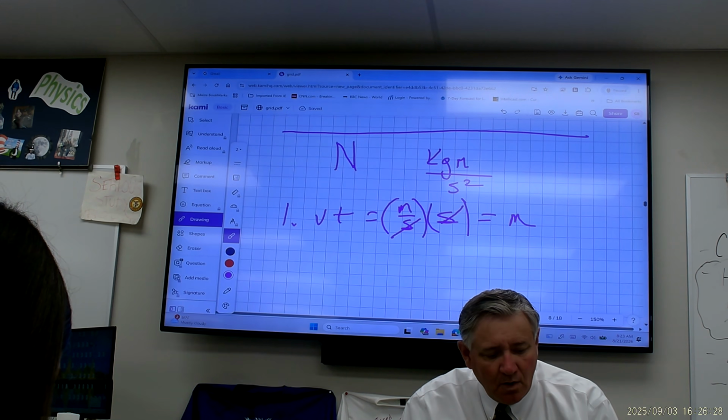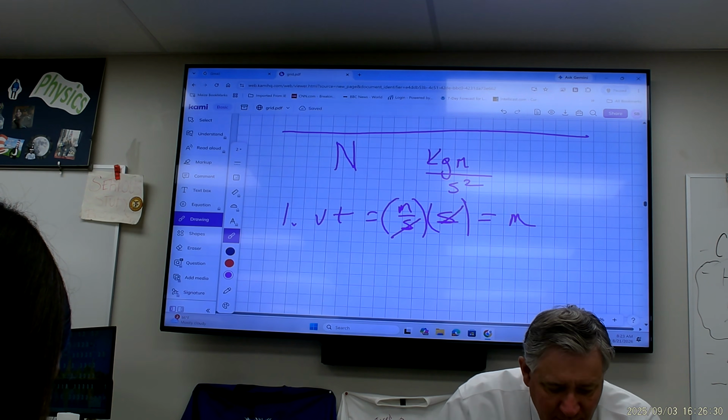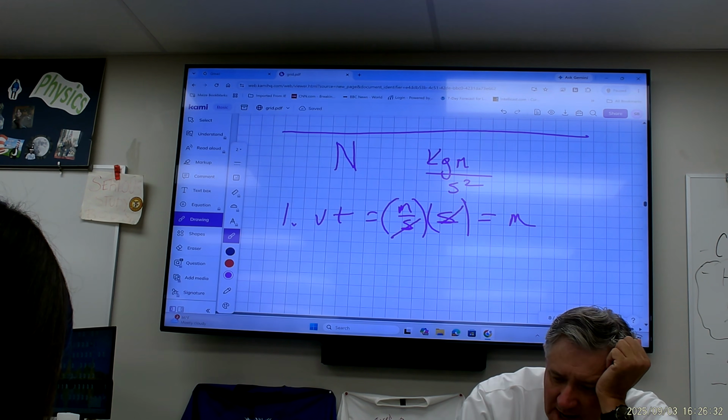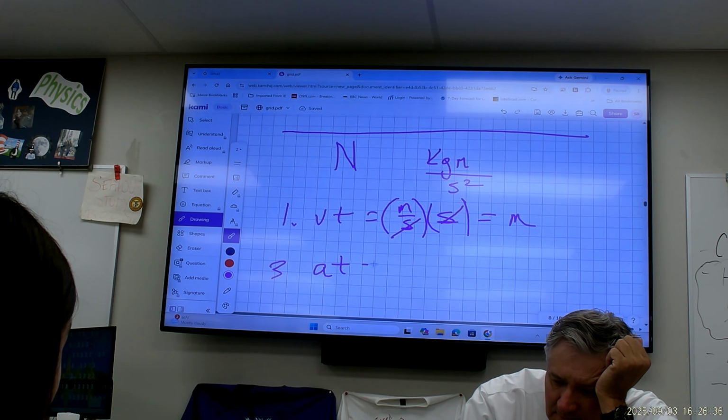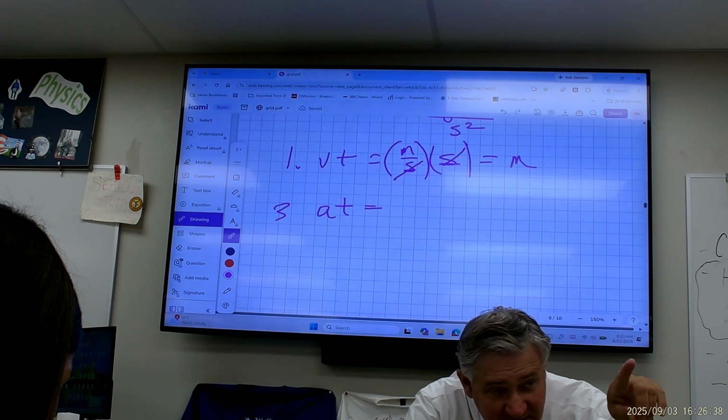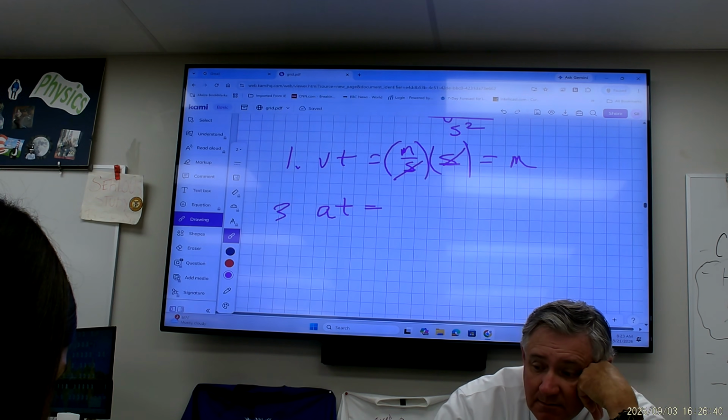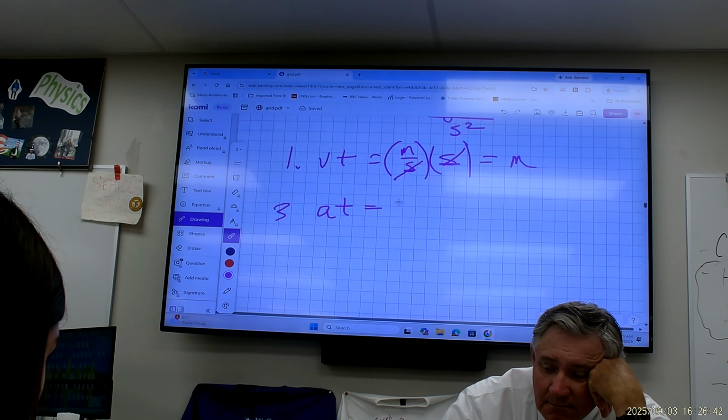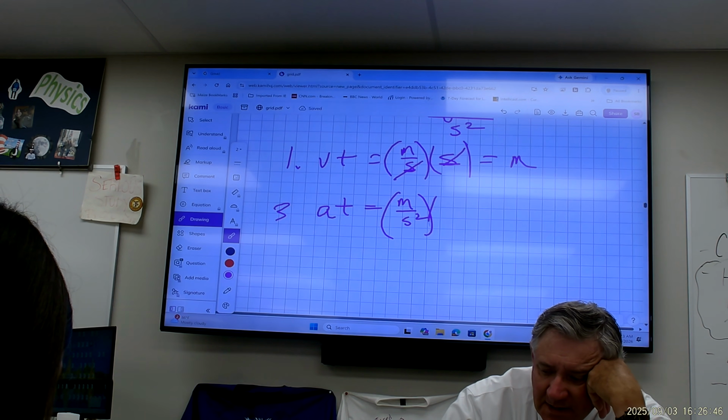Now, let's talk about number 3. You have at. So, acceleration is measured in meters over second squared. I want to multiply that by seconds.